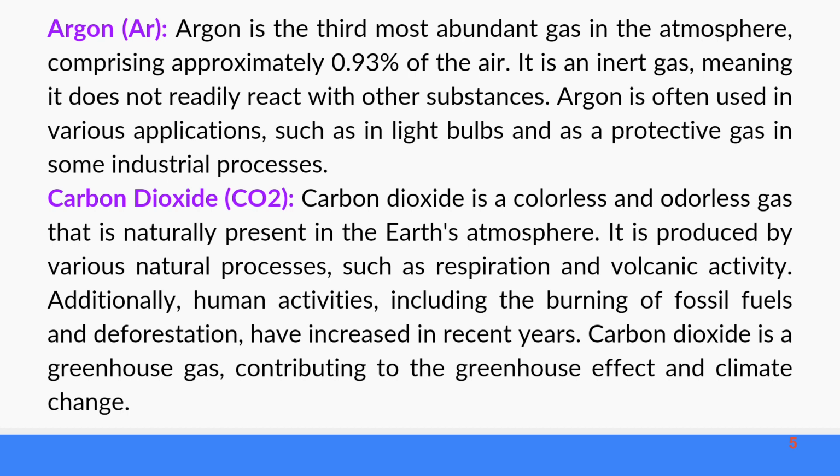Carbon dioxide, CO2. Carbon dioxide is a colorless and odorless gas that is naturally present in the Earth's atmosphere. It is produced by various natural processes, such as respiration and volcanic activity. Additionally, human activities, including the burning of fossil fuels and deforestation, have increased its levels in recent years. Carbon dioxide is a greenhouse gas, contributing to the greenhouse effect and climate change.